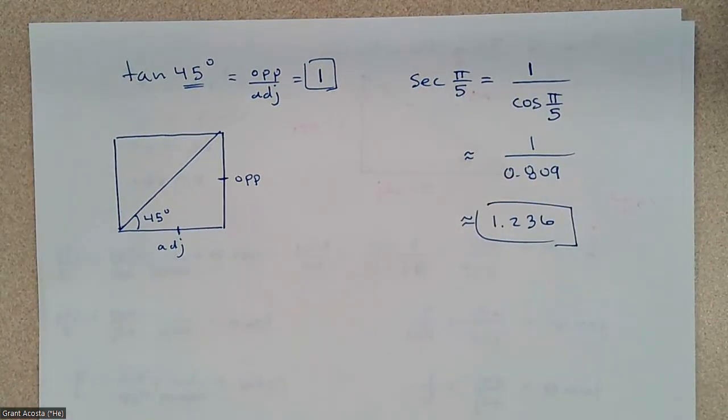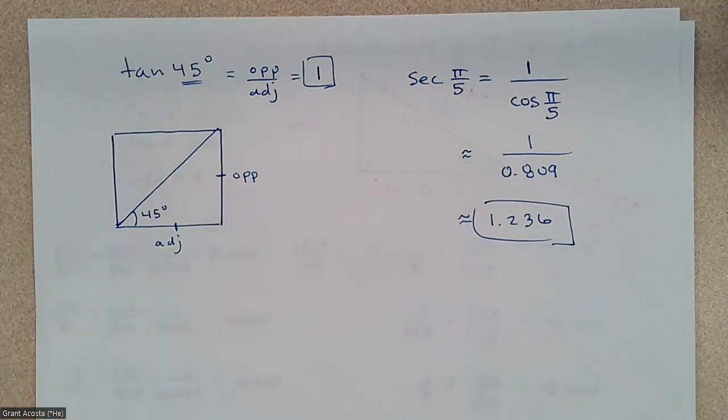All right, in our next video, we're going to talk about how to find the sine, cosine, and tangent of some certain special angles where we will not need a calculator to find those values. 45 degrees is one of those special angles. There are a couple more too that we're going to learn about in the next video.